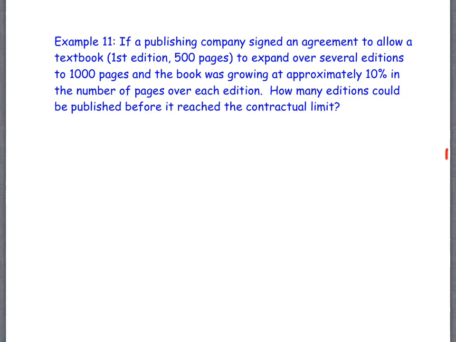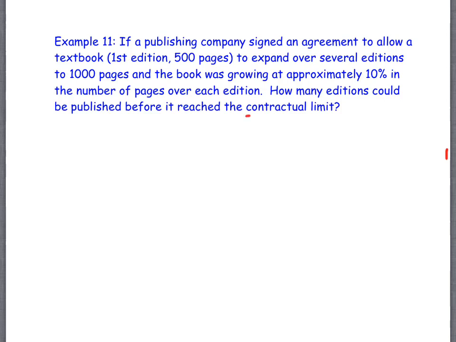This one does not quite look like an interest problem, but it actually is. Let's take a look at it. This one says, if a publishing company signs an agreement to allow a textbook, where the first edition has 500 pages, to expand over several editions till it's 1,000 pages. The book is growing at approximately 10% in the number of pages over each edition. The question is how many editions could be published before it reaches the contractual limit.